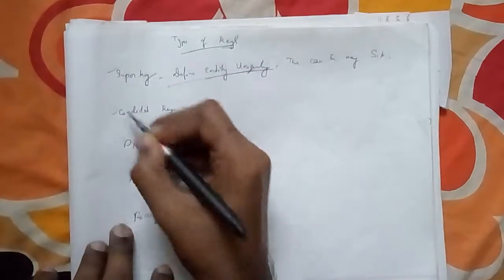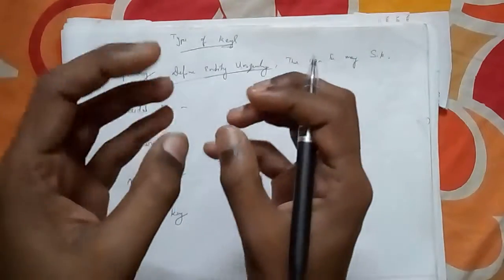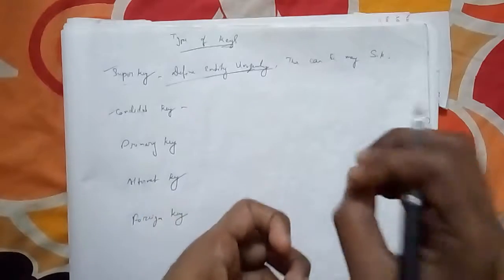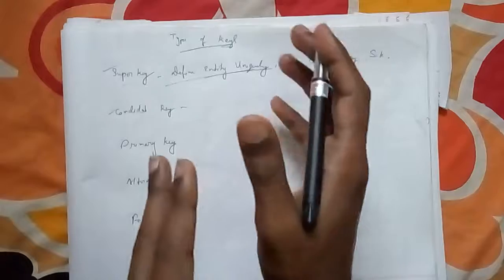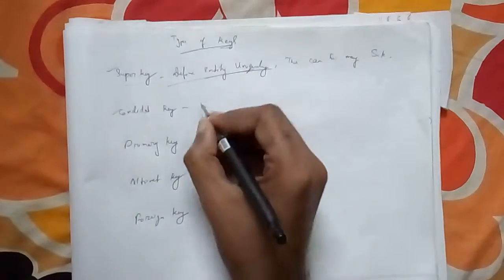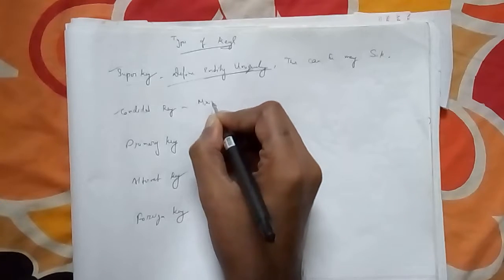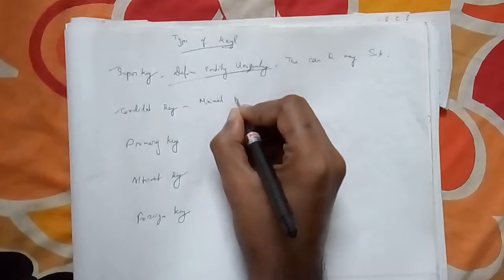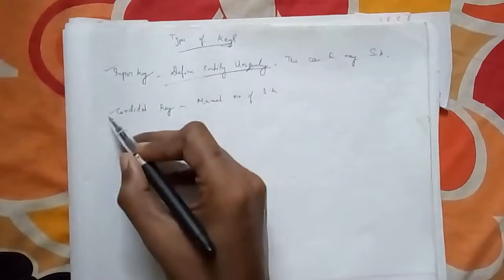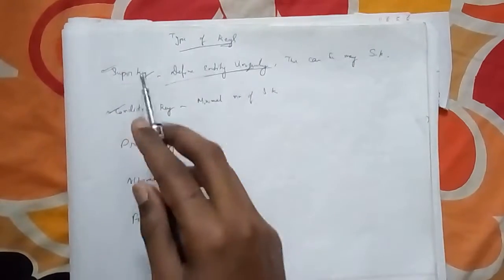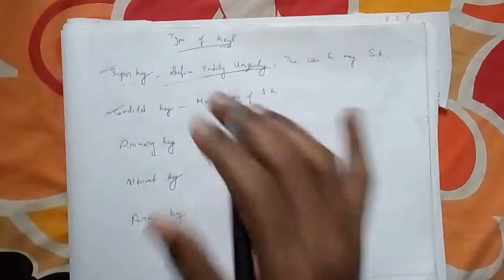What is a candidate key? The minimum number of super keys that can uniquely define the whole entity is known as a candidate key. What is a candidate key? The minimum number of super keys. Minimal number of super keys is known as your candidate key. Okay, so a super key, and a candidate key is the minimal number of super keys.